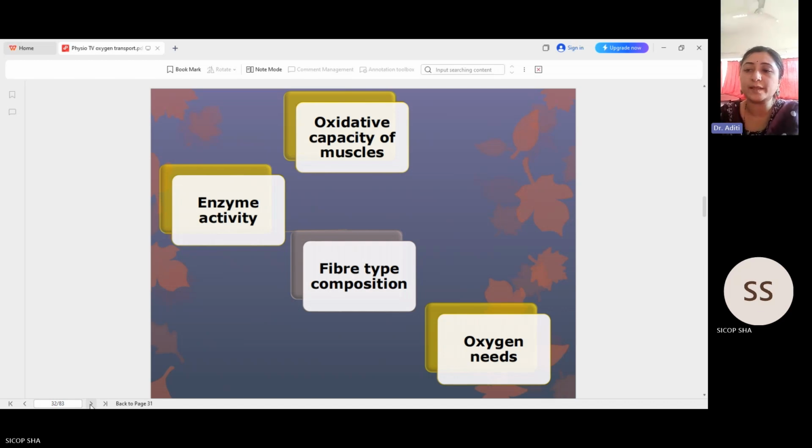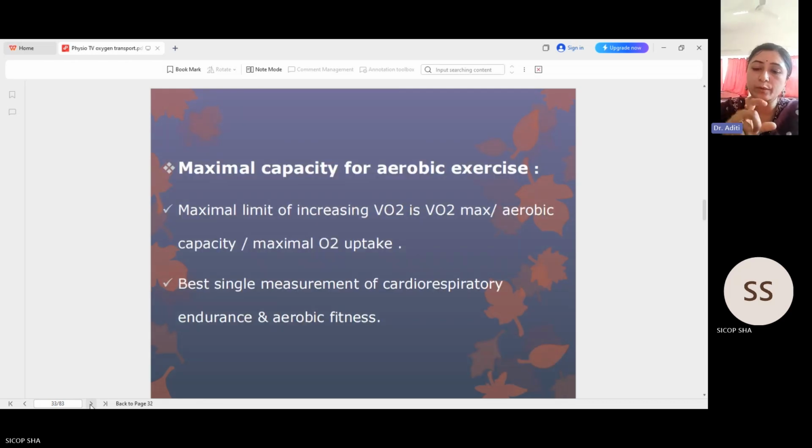So oxidative capacity of muscles also depends on the enzyme activity and the fiber type composition. We all know type 1 fibers and type 2 fibers. So depending on the fiber recruitment or the fiber composition, the oxidative capacity will vary, and also the oxygen needs. The duration and the intensity of activity will dictate the oxygen needs.